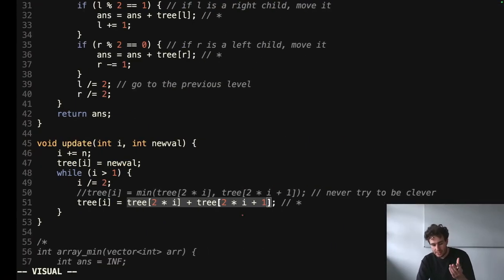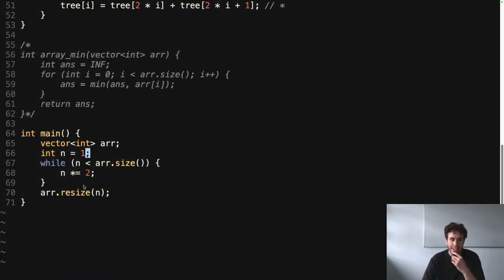Okay, let me address the comment. Yes, when I do resize, I change the elements to be equal to 0, but I don't care at all what is stored in the end of my array, because I'm never gonna ask about questions that go outside of my segment. I'm never gonna use any nodes that store information about these fake elements. So I don't care at all what is stored there.